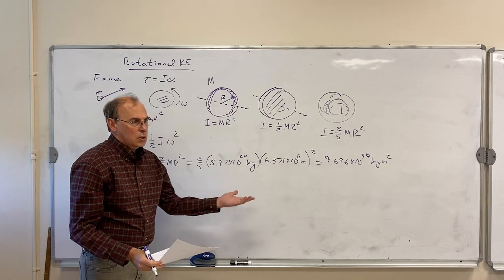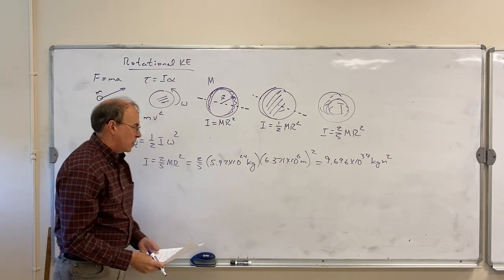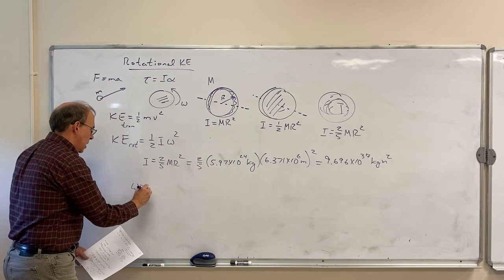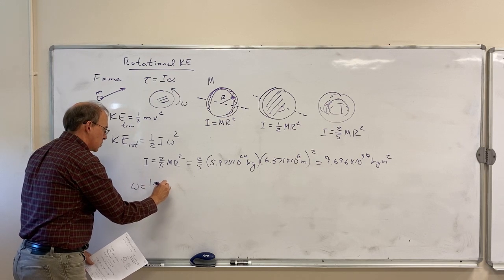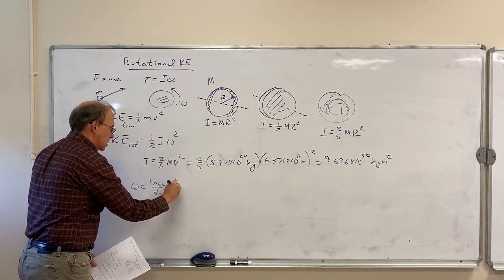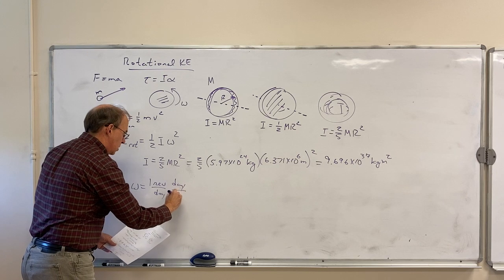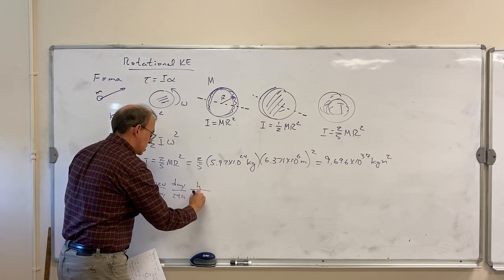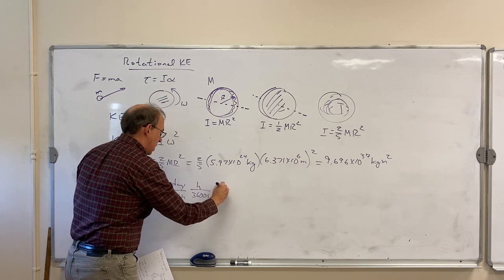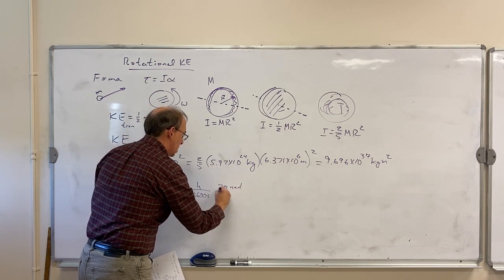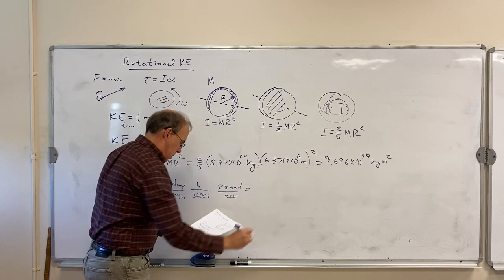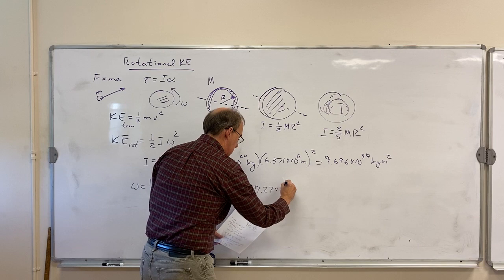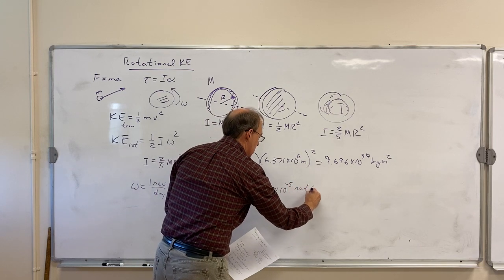Notice the unit is just kilogram meter squared. There's no special name for that, for the unit of moment of inertia. We need omega. Omega for the Earth is 1 revolution every day times a day per 24 hours times an hour per 3,600 seconds times 2 pi radians per revolution, and that turns out to be 7.27 times 10 to the minus 5 radians per second.